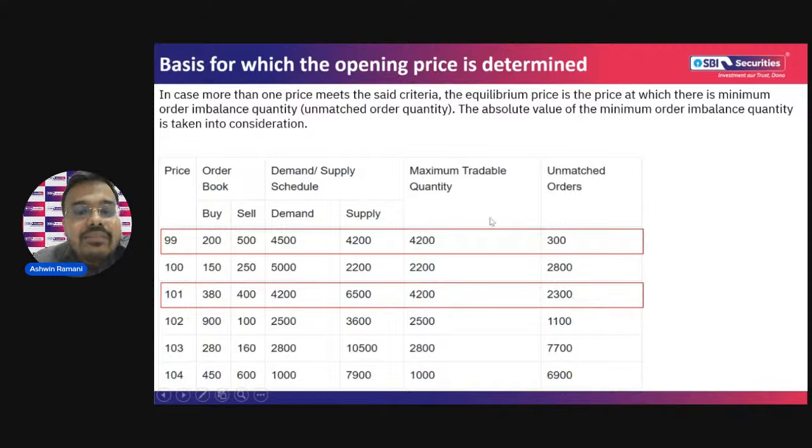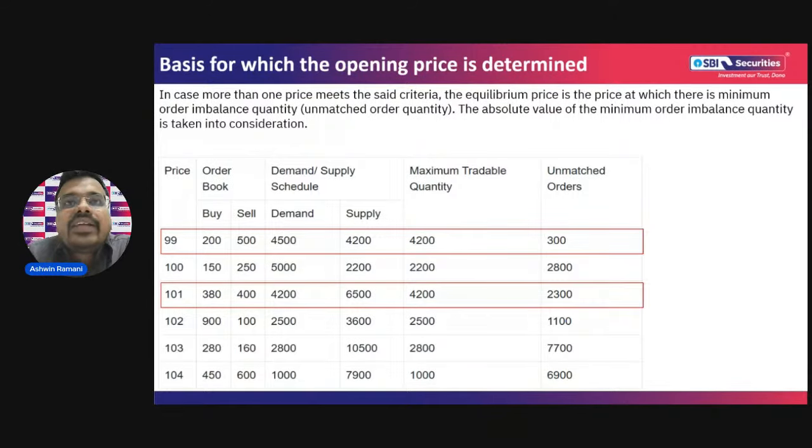तो जब भी ऐसा टाई ब्रेक होता है जहां पे दोनों प्राइस में सेम मैक्सिमम ट्रेडेबल क्वांटिटी है, the exchange says equilibrium price is the price at which there is a minimum order imbalance, guys. Now between 99 and 101, where is the minimum order imbalance? If you all can let me know in the chat box. Between 99 and 101 सबसे ज्यादा order imbalance, that is unmatched orders, कौन से price में कम है compared to the other? Is it 99 or is it 101?